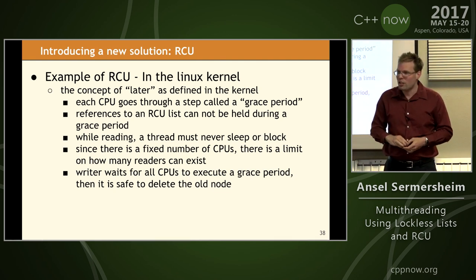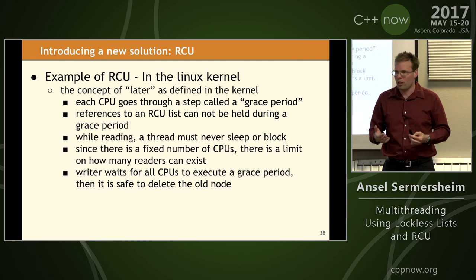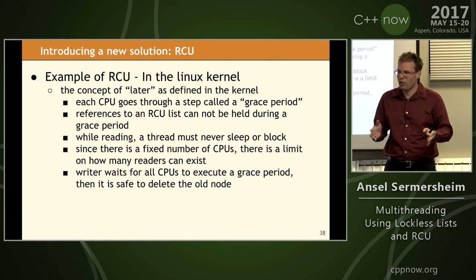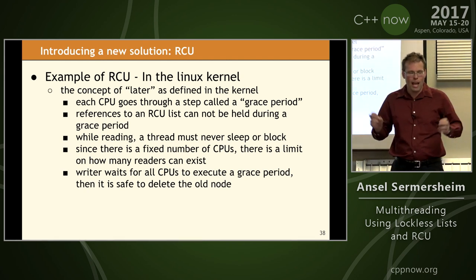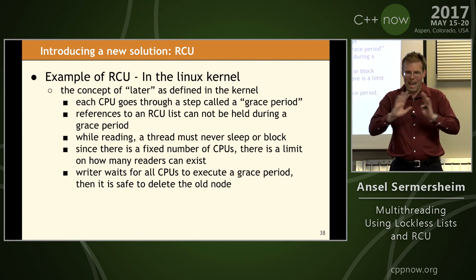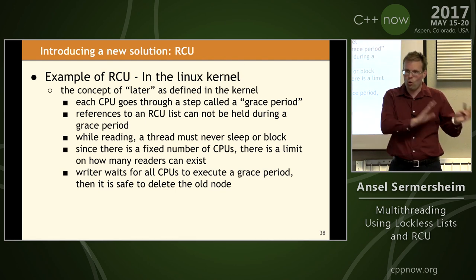So one of the places where RCU is used heavily is in the Linux kernel. It's used to update all sorts of data structures that are shared data, because as you might imagine, an OS kernel maintains a lot of shared state. And in the kernel, the concept of later is defined as such. Each CPU, over a period of time when it does a context switch or various other operations, will go through what's called a grace period. And a grace period is a defined moment in the execution of a kernel thread where it says, I am not holding any references to an RCU list. So I can no longer reach any node that's older than this moment.